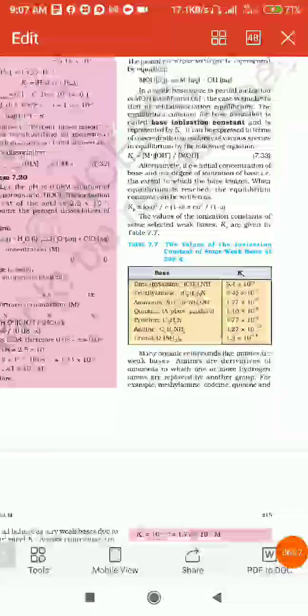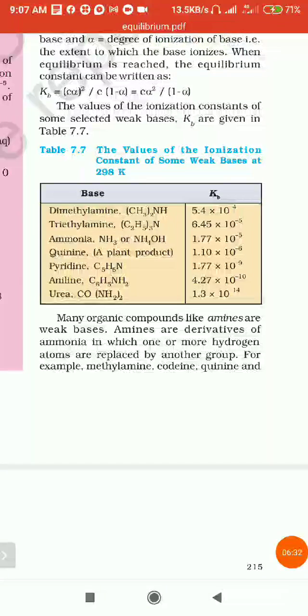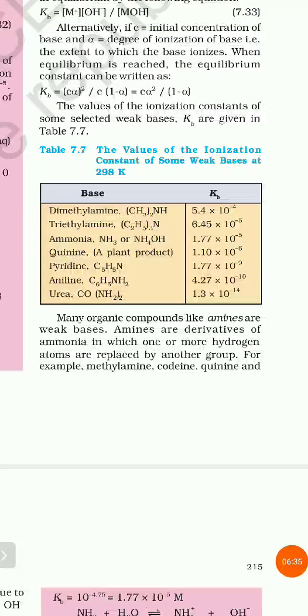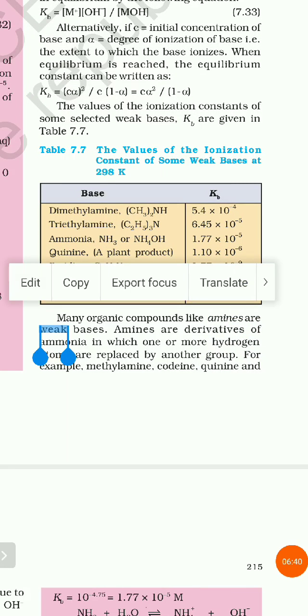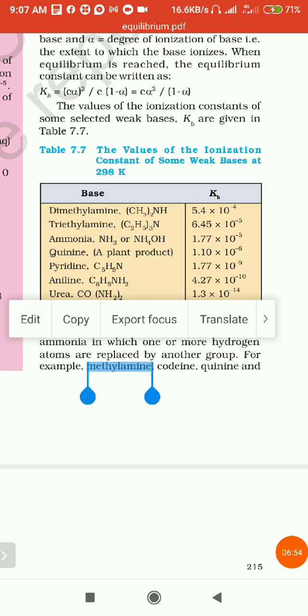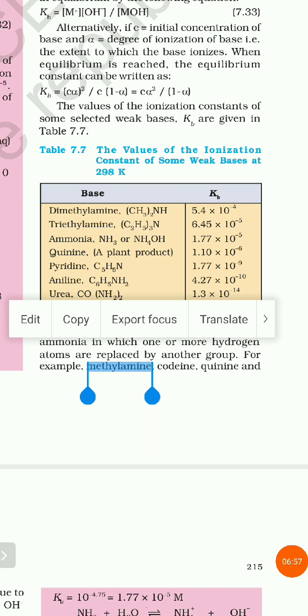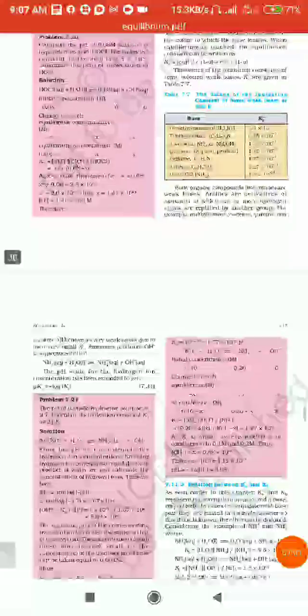Some other organic bases are also present. Organic compounds like amines are weak bases. What is an amine? An amine has NH2 present in it. For example, methylamine, that is CH3NH2. Next, codeine, quinine, and some other organic compounds as well.